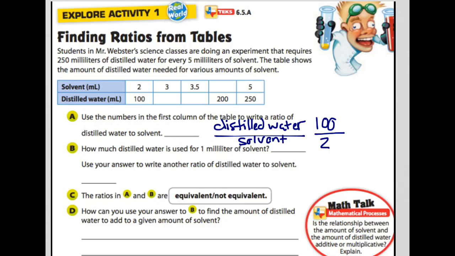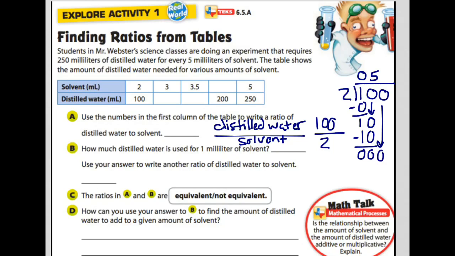So it's asking, for letter B, how much distilled water is used for 1 milliliter of solvent. So I can take 100 and divide it by 2 to figure out just 1. So 2 goes into 1 0 times. 2 times 0 is 0. 1 minus 0 is 1. Bring down the 0. 2 goes into 10 5 times. 2 times 5 is 10. 10 minus 10 is 0. Bring down the 0. 2 goes into 0 0 times.